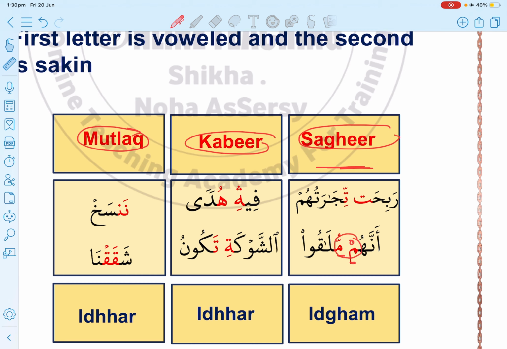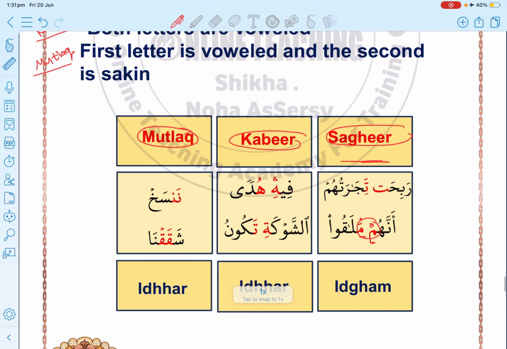Meem with meem, we mentioned that before: when a meem is followed by another meem, this is idgham shafawi. So when the first one is sakin and the second is voweled, like in these examples, we call it idgham mutamathilan صغير. As you can see, the letter is followed by the same letter. So this is the first type.